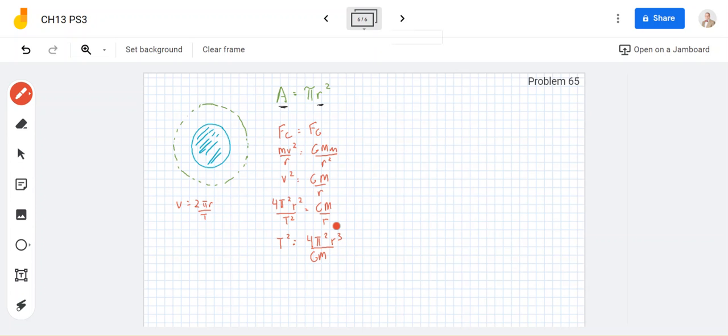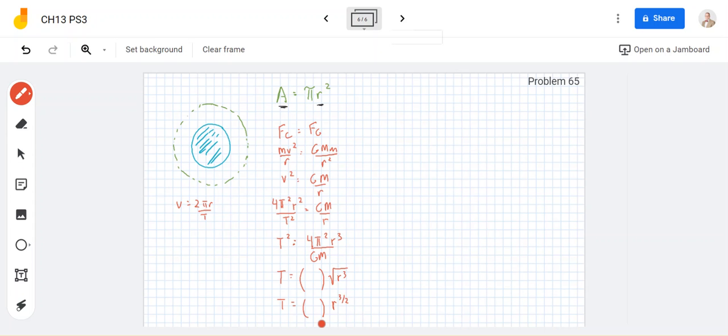So then it says, how does the period depend on the radius? Well, I've got to get period by itself, so I'm going to take the square root of both sides. This is all constant, but this is then the square root of r cubed, which means T depends on r to the 3 halves, which is 1.5.